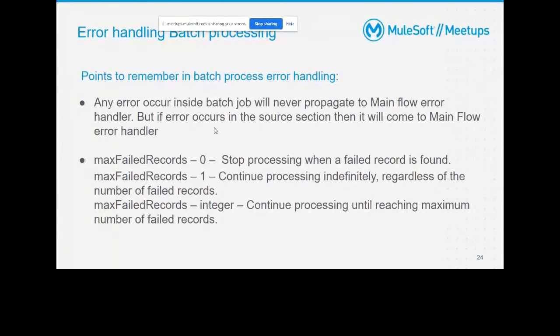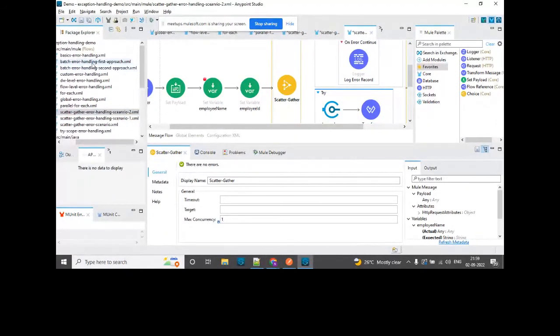Okay, error handling when you have multiple processes. We saw how for each works if you have processing of one record after another. This is about batch, which is basically how parallel processing works. When you go to a batch, if any error occurs inside the batch, it will never propagate to your main flow error handler. Let me show you.